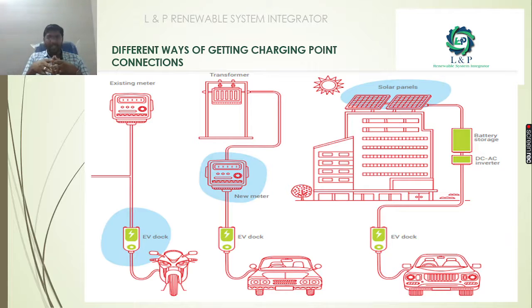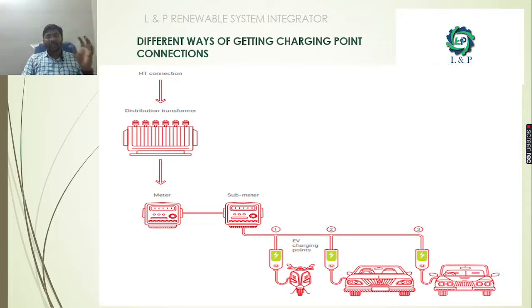So from there we can charge, or with the help of distribution transformers, by installing a meter through that, by connecting the electric vehicle dock, we can charge a vehicle. Or with the already existing meters, through the electric vehicle dock, we can connect with our vehicles.